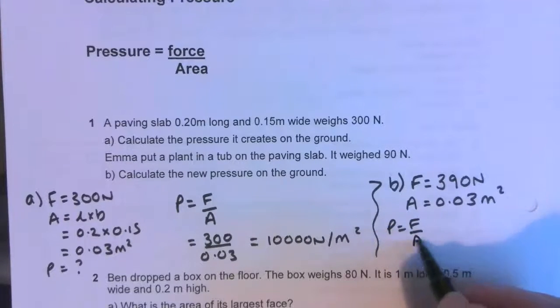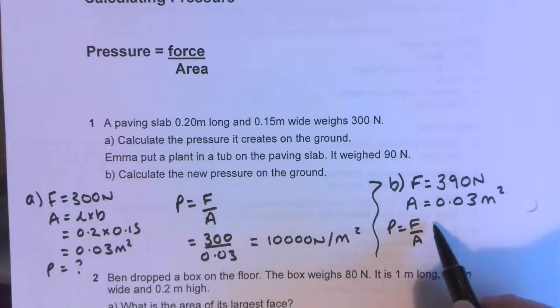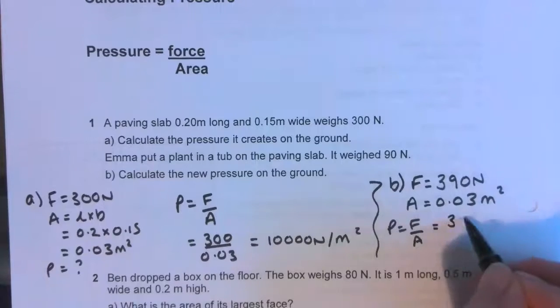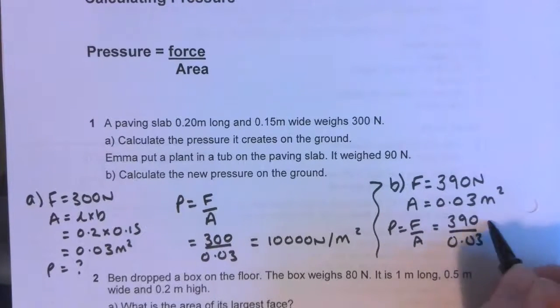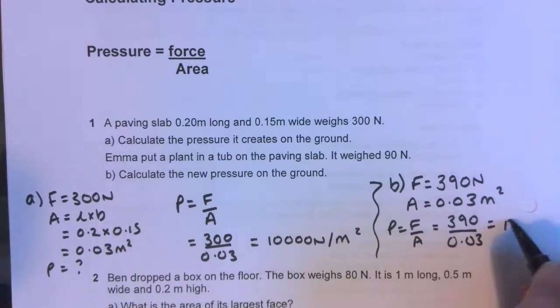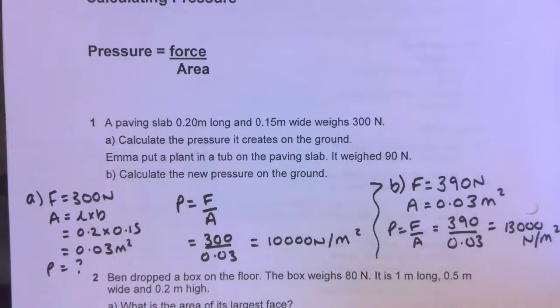Now I'm running out of room a little bit here, so I'm going to have to work across the page. Don't tell your maths teacher, especially if I'm your maths teacher. Anyway, that gets 13,000 newtons per meter squared. Okay.